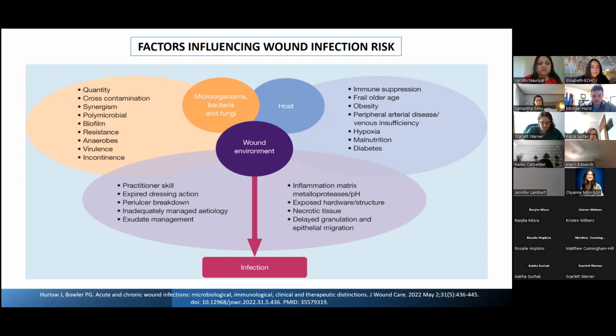In terms of the wound environment itself, outpatient wound care and wound management play a big role, but the presence of hardware or necrotic tissue is a very big factor that we consider that contributes to infection risk in these patients. In terms of the microorganism, there's a lot that goes into assessing the quantity, as in how many colony forming units there are, the virulence of the pathogen, antimicrobial resistance, presence of anaerobic infection, and presence of biofilm. Those are all things we consider when we're making antibiotic decisions.